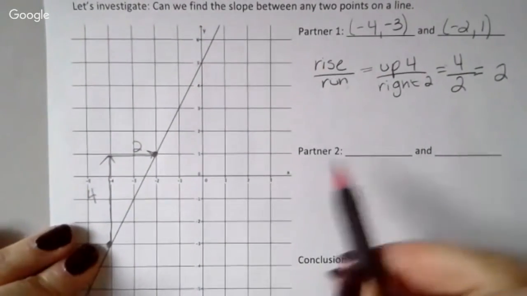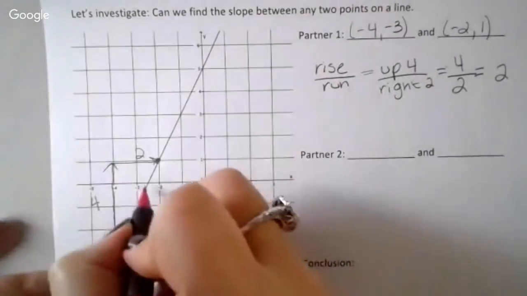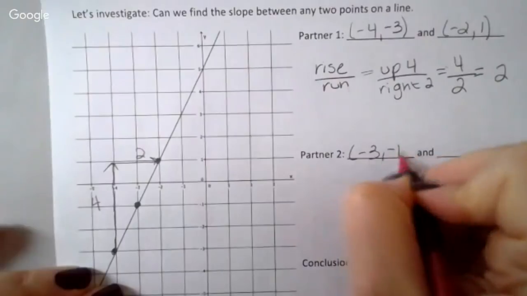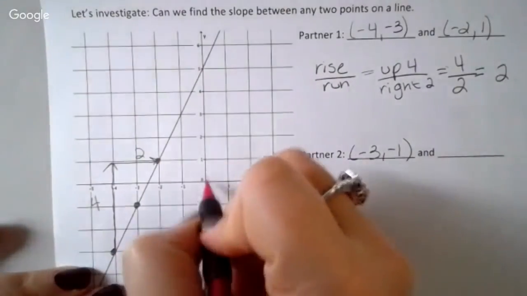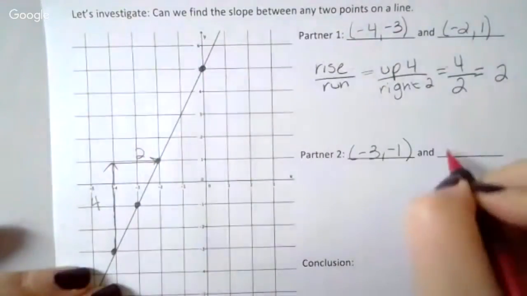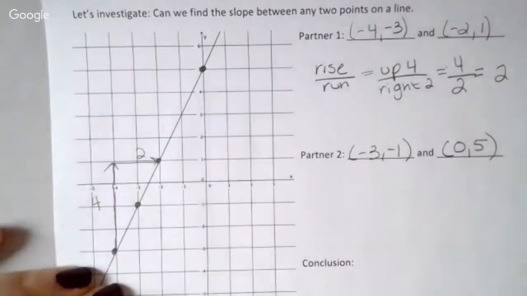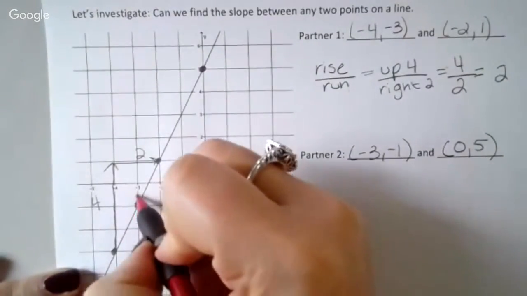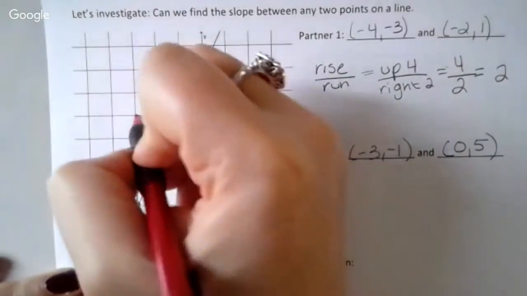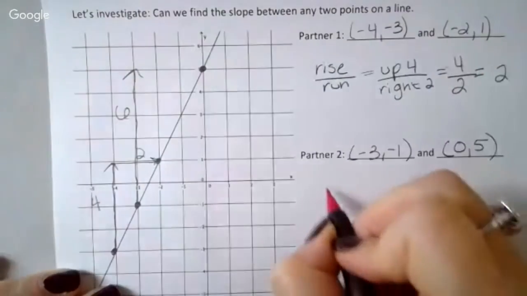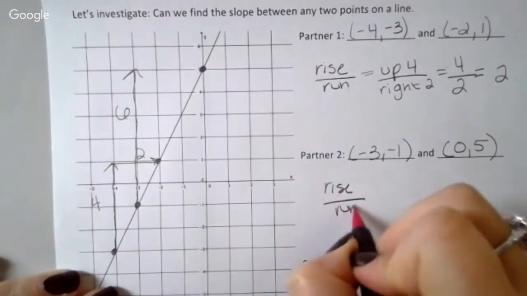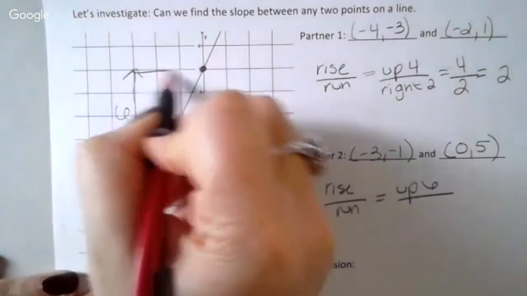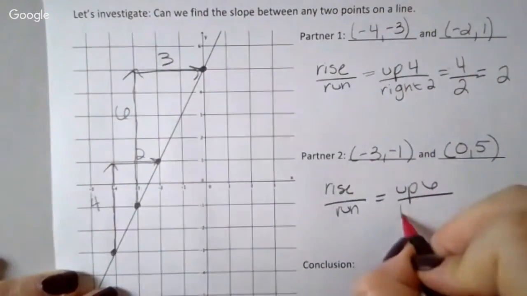So now pick a different set of points. So I'm going to pick 2 totally different points. I'm going to pick -3, -1. And then I'm going to pick 0, 5 up here. So I'm picking different points. And I'm going to find the slope. So I have to go up 1, 2, 3, 4, 5, 6. So rise over run. I'm going up 6. And then I have to go to the right 1, 2, 3. Going right 3.